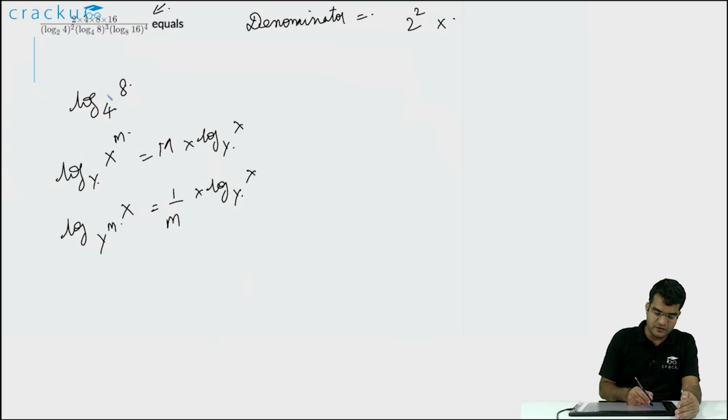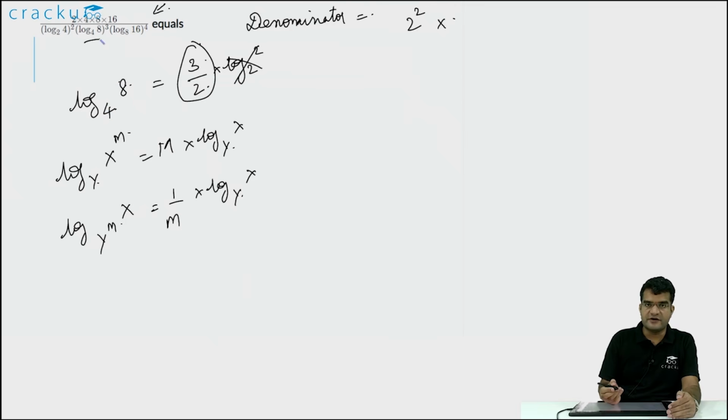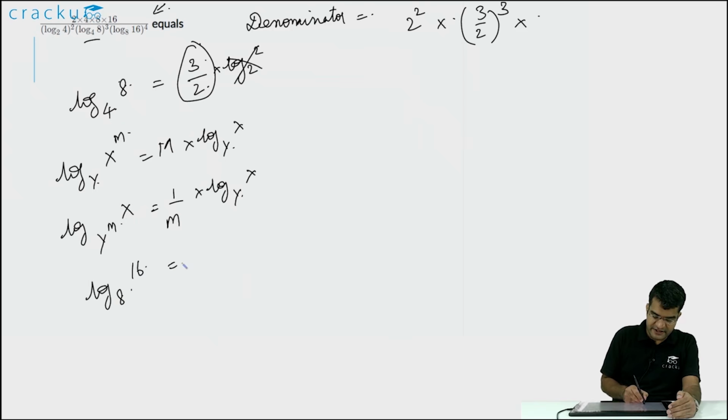So if you apply that to simplify the value of log 8 to the base 4, 8 is equal to 2 cube, so this will be 3 in the numerator, and 4 is equal to 2 square, so 2 will be in the denominator, into log of 2 to the base 2, which is equal to 1. So log of 8 to the base 4 is equal to 3 by 2. We need log of 8 to the base 4 whole cube. So this will be 3 by 2 whole cube into log of 16 to the base 8. For a similar reason, using the same formula, log of 16 to the base 8 will equal 4 by 3, because 16 is 2 to the power 4 and 8 is 2 cube. So we need log of 16 to the base 8 whole to the power 4. So this will be into 4 by 3 whole to the power 4.